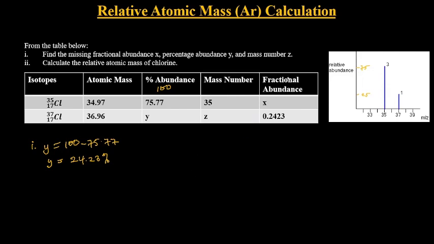Now, what about X? We have fractional abundance. If the whole thing is expressed as 1 in terms of fraction, then if we have the fractional abundance of chlorine 37 to be 0.2423, then we can work out the value of X to be equal to 1 minus 0.2423. And when we do that, we find out that X will be equal to 0.7577.